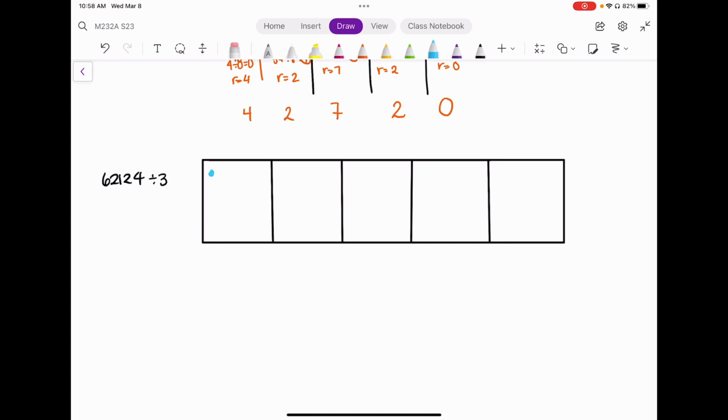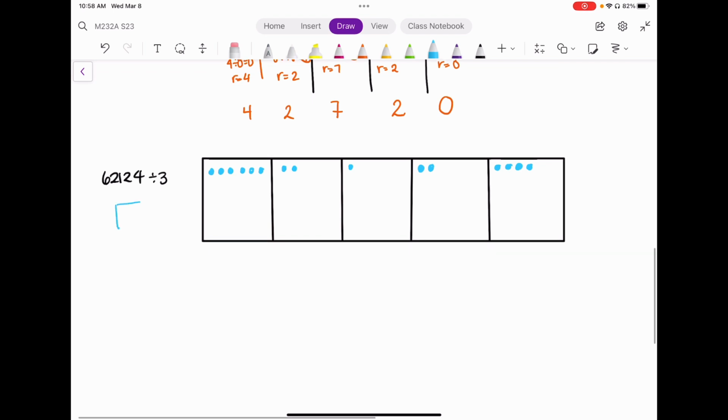If I need to divide 62,124 by 3 using dots and boxes, I want to represent my number with dots. I have 6 dots, 2 dots, 1 dot, 2 dots, 4 dots. And what I'm doing is I'm looking for groups of 3 because I'm dividing by 3. And recall that 3 looks like this. And I go from left to right. So my first group, I have 3 twice with nothing left over.